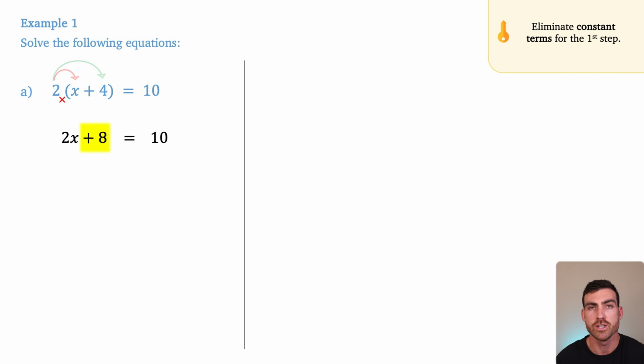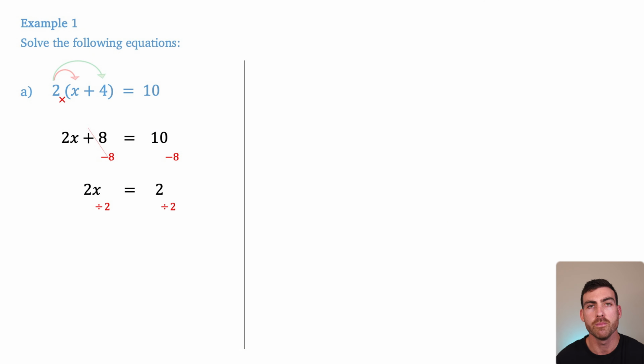We get rid of the constant term first. The opposite of plus 8 is minus 8. We do this to both sides to keep things balanced. On the left-hand side we get 2x. On the right-hand side we get 2. Finally, we divide both sides of the equation by 2, giving us a final answer of x equaling 1.